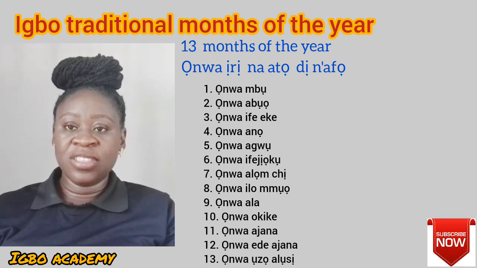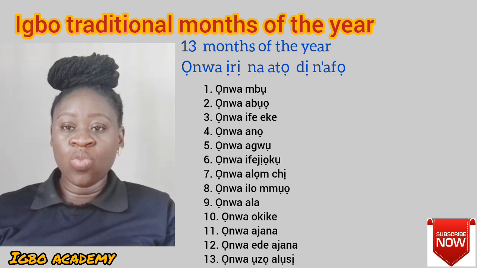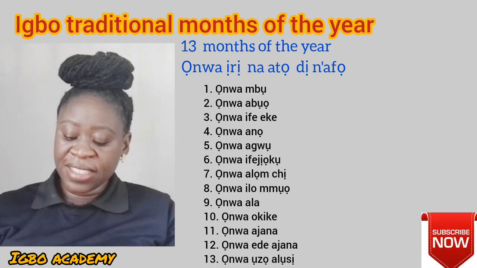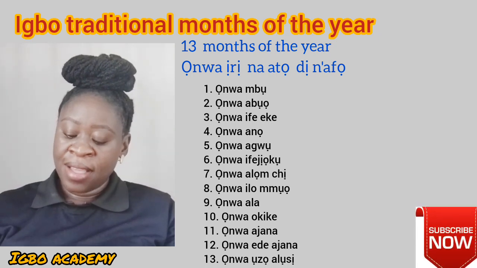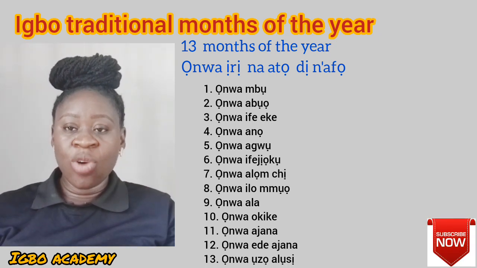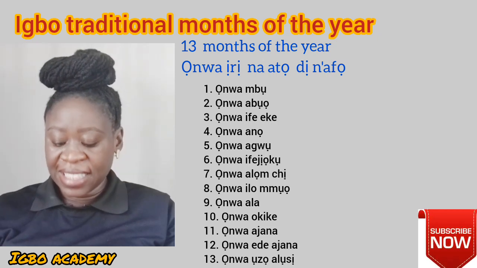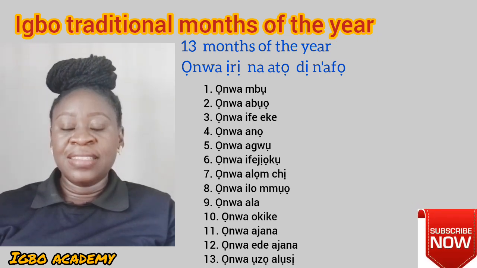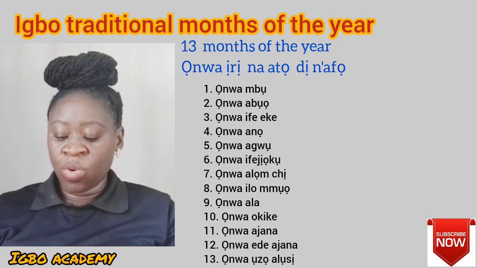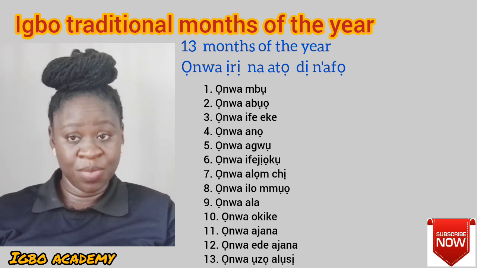The seventh is ọnwa Alọmchi. The eighth is ọnwa Ilomọ. The ninth is ọnwa Ala. The 10th is ọnwa Okike. The 11th is ọnwa Ajana. The 12th is ọnwa Ede Ajana. And the 13th is ọnwa Ụzọ Alụsị. Some people call it like that.